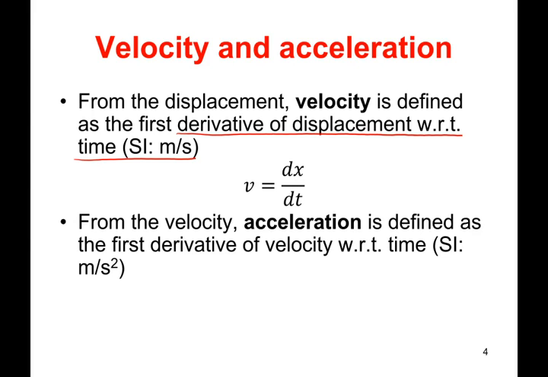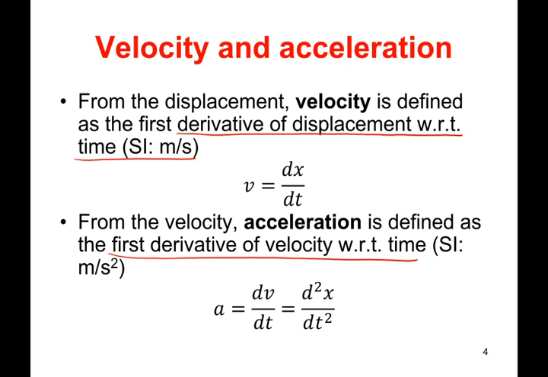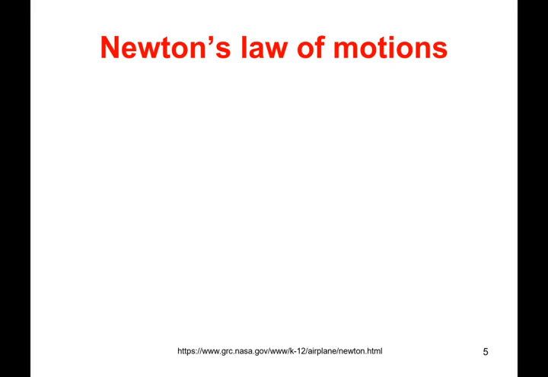And from the velocity, we can actually find the acceleration. We can define the acceleration as the first derivative of velocity with respect to time. And then based on this first derivative, we can conclude that the acceleration can be defined as the second derivative of displacement with respect to time. Okay.